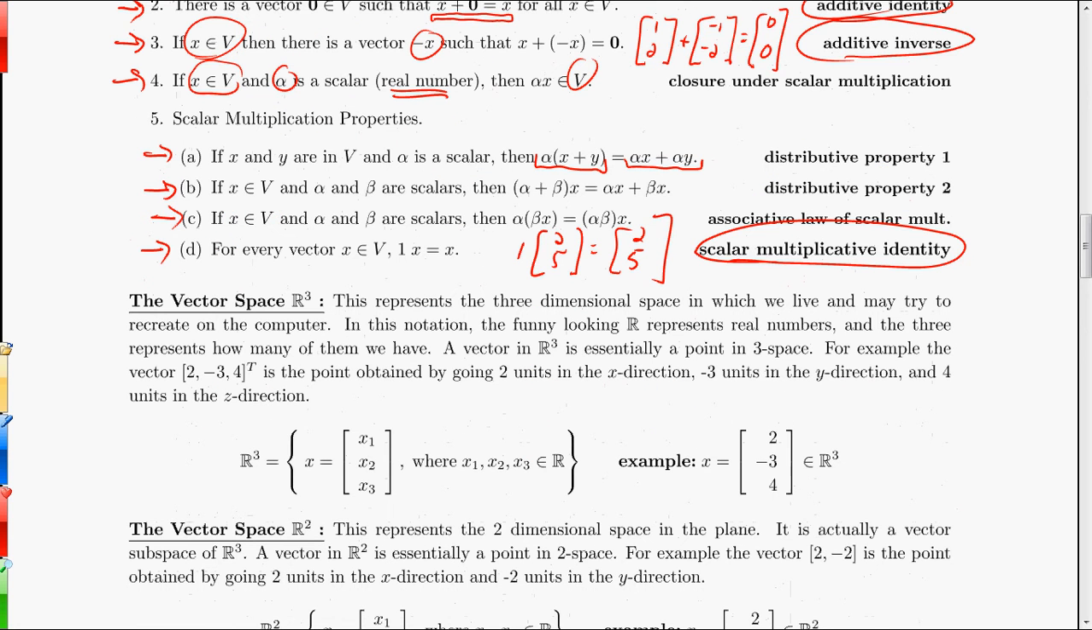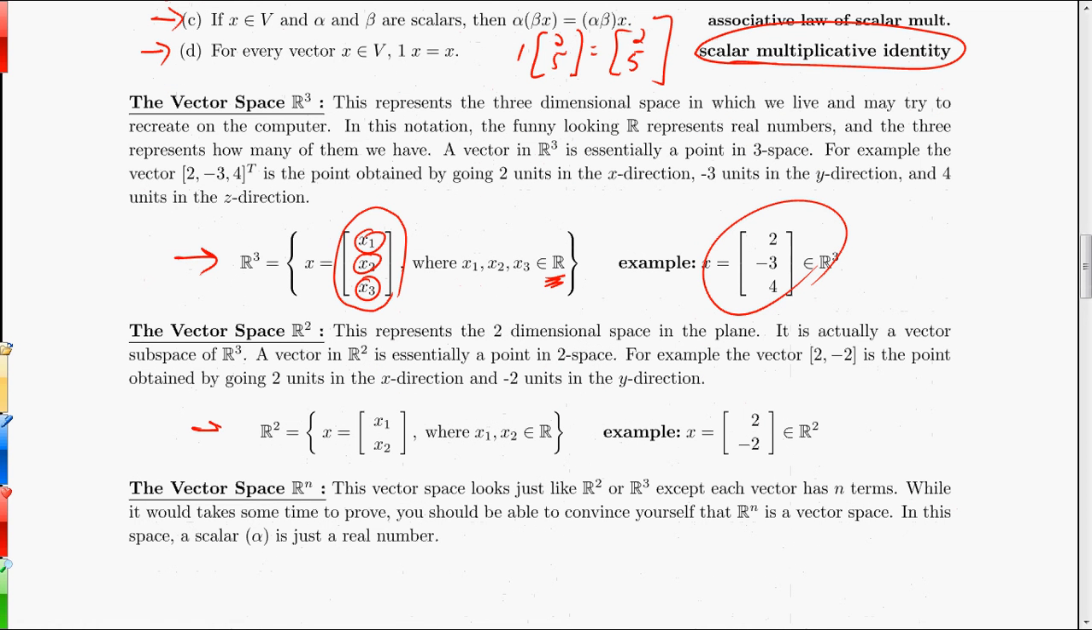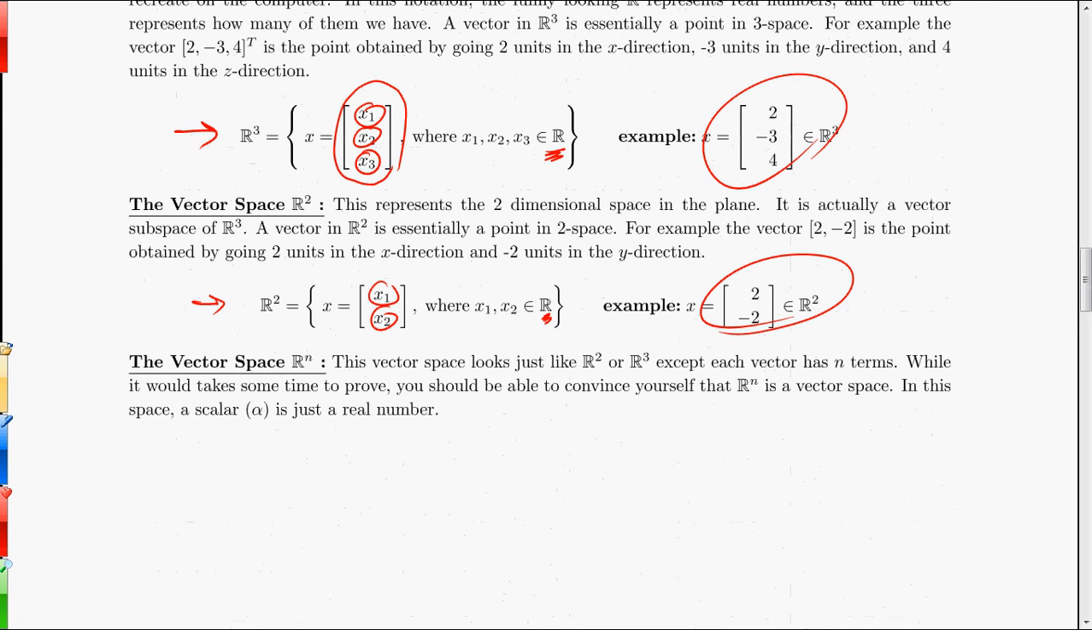Vector space R3, to formally define it, looks like this. It's the set of all vectors with 3 terms, where x1, x2, and x3 are just real numbers. And there's an example. R2, which we just sort of did at the top here, is the set of vectors with 2 terms, where x1 and x2 are elements of the real numbers. And there's an example of a vector in R2. The vector space Rn looks just like R2 and R3, except it has n terms.